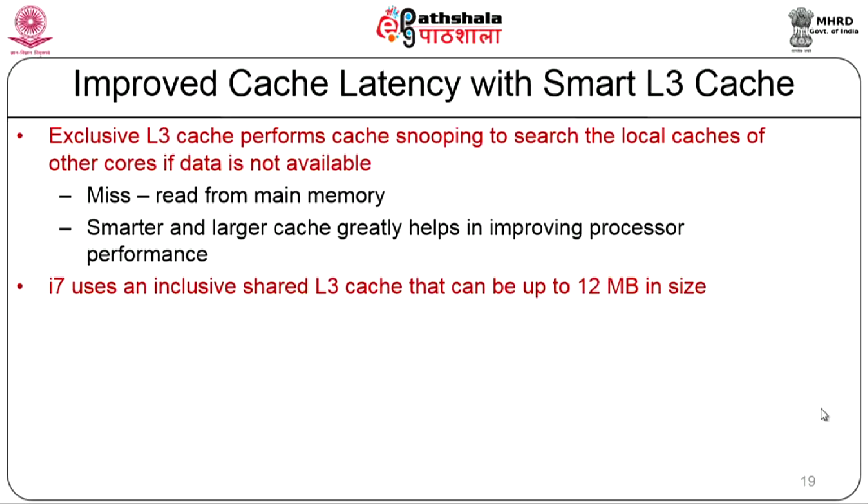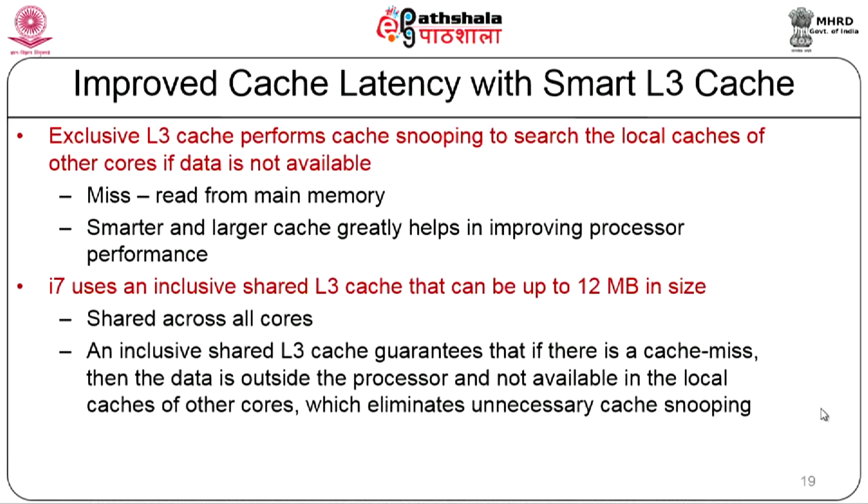Now, when you look at the smarter and larger L3 cache which is used in Intel's i7 processor, it uses an inclusive shared cache, an inclusive shared cache that can be up to 12 megabytes in size. When you say that it is an inclusive cache, then you know that whatever is available in L2 will also be available in L3. So, if there is a miss in L3, you are sure that it is not going to be available in the local caches of the other cores. So, you do not have to go check the other cores. You have to go only to main memory.